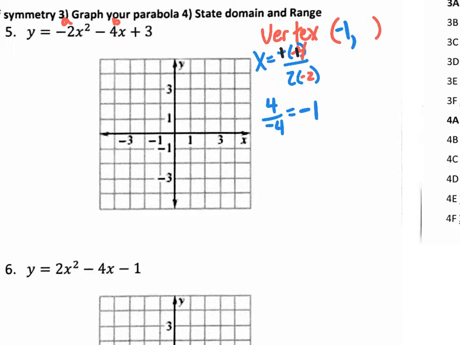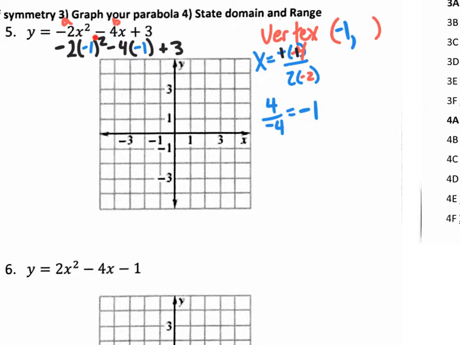I still need my y value. I need to plug that in. I'm not going to show my work, I'm just going to show you what to do if you're doing it on your piece of paper. Plug in the negative 1 with parentheses right in there. Now let's do this work in our head here. What's negative 1 in parentheses squared?